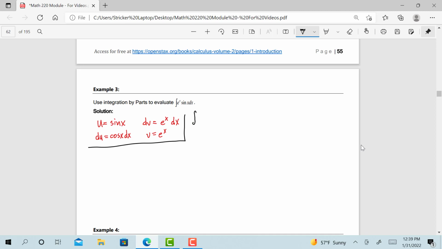So rewriting the integral, we have the integral of e to the x times sine x dx, and this is equal to u times v, or sine of x times e to the x, minus the integral of v du, so minus the integral of v, which is e to the x, times du, which is cosine of x dx. And you'll notice after we've done this first iteration through integration by parts, we get another integral that is no simpler than the one we started with. It still has an exponential and a trig function, and in all the previous examples we looked at, our integrals got simpler. This one, that is not the case.